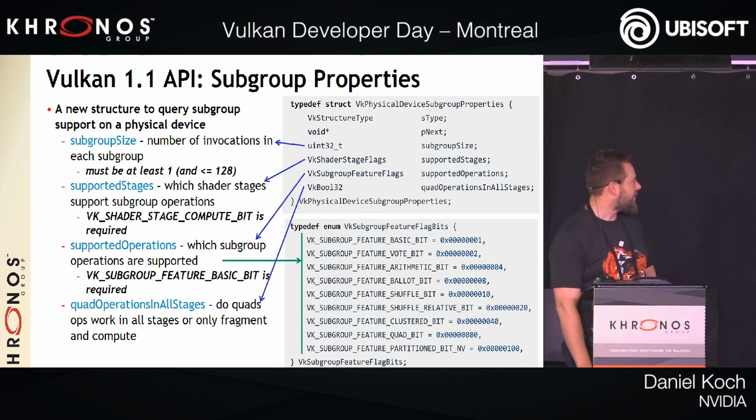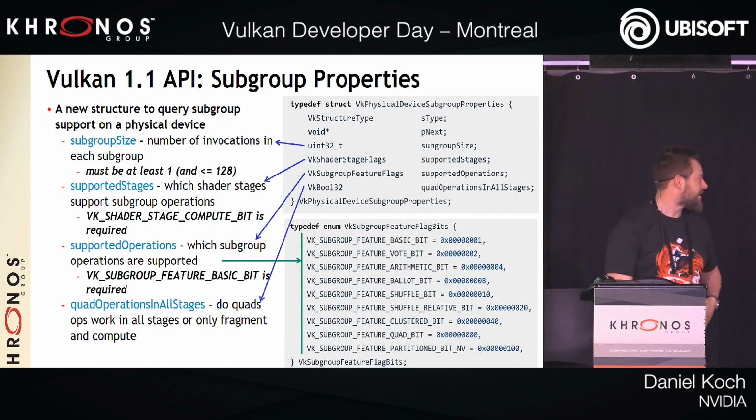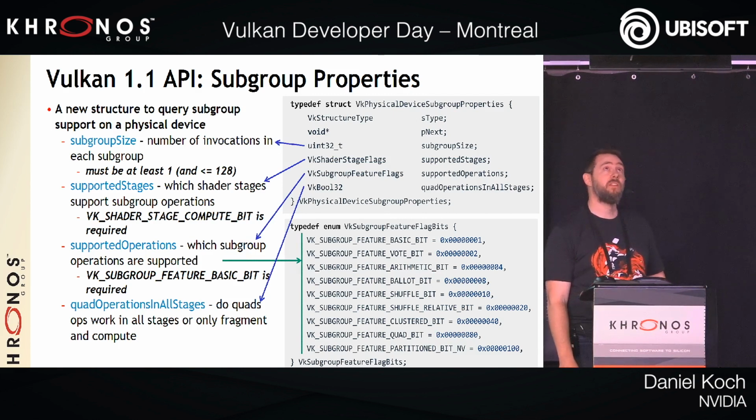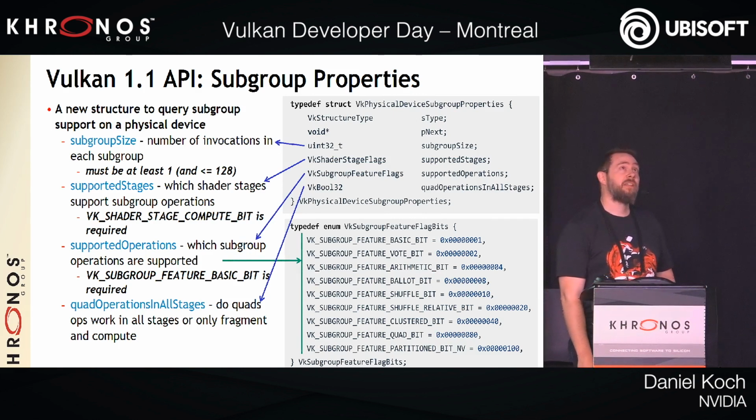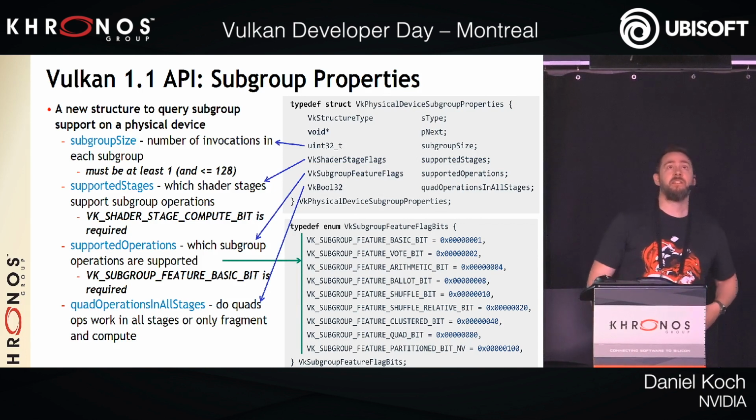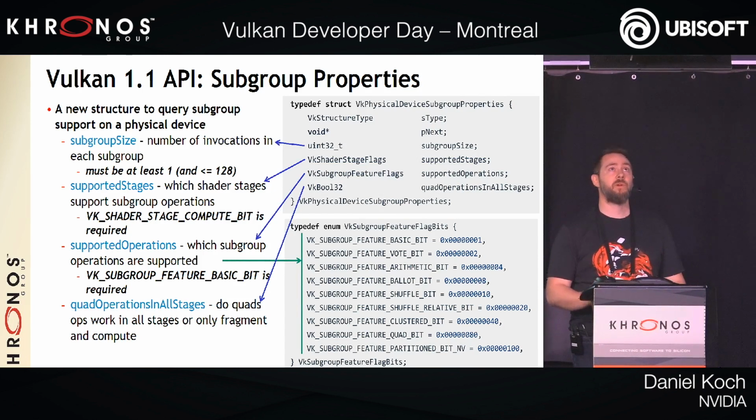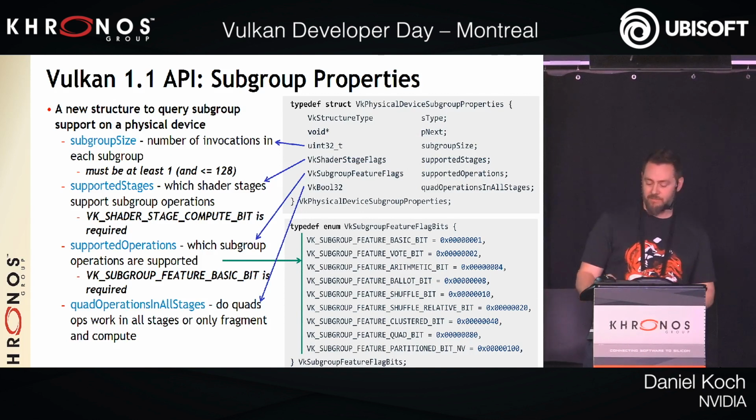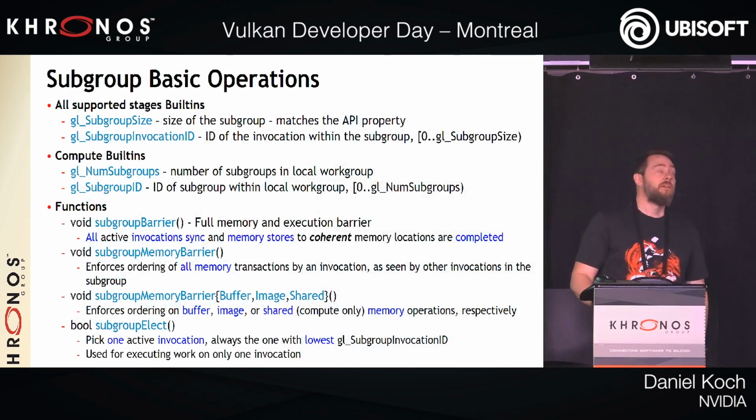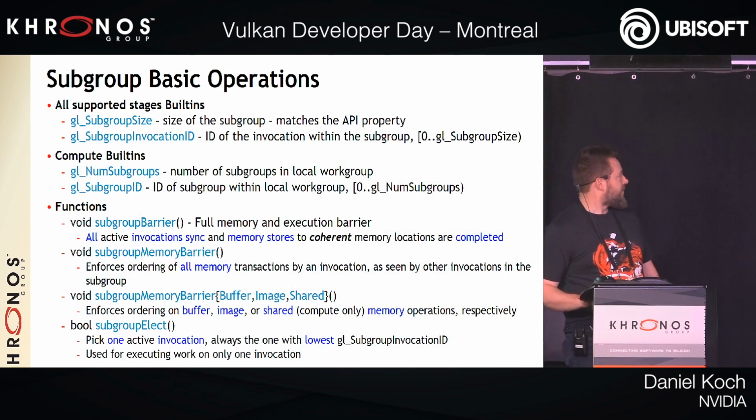The other thing to keep in mind is that the only one that's actually required in Vulkan 1.1 is the basic feature set, or the feature bit. And finally, there's the quad operations in all stages. One of the sets of operations is quad operations, which is typically used in a fragment shader. But some implementations may support them in other shaders as well. So this is basically, are they only supported in fragment and compute shaders, or can they be supported in all of them?